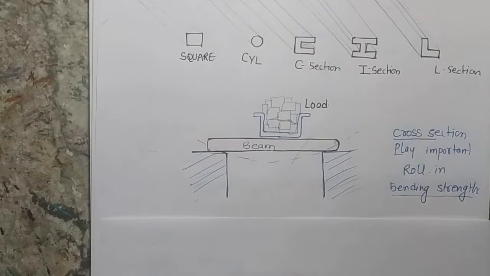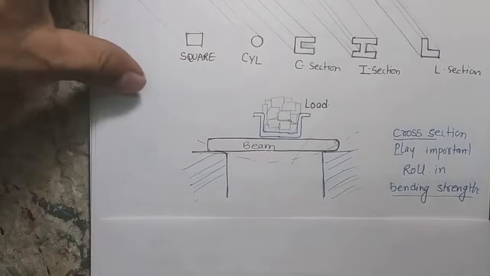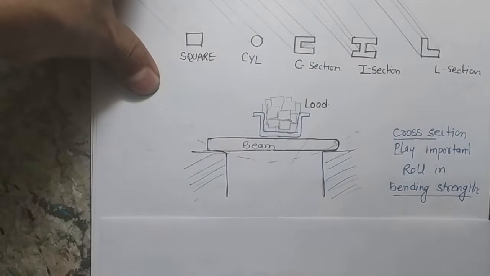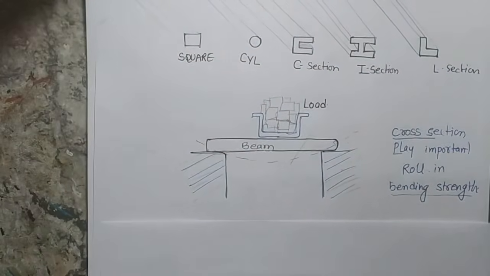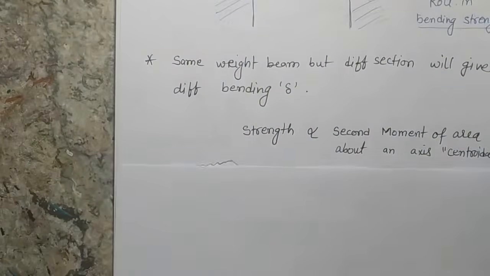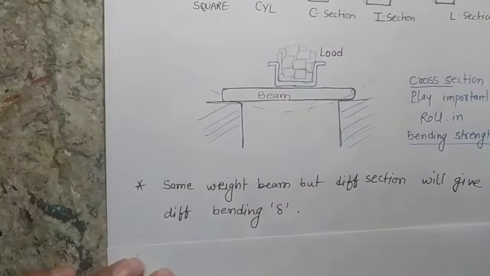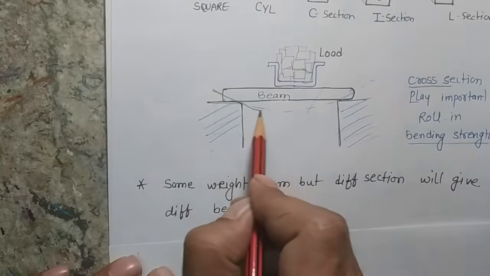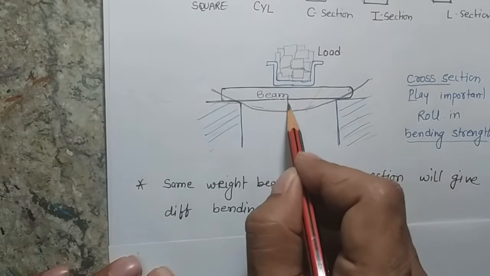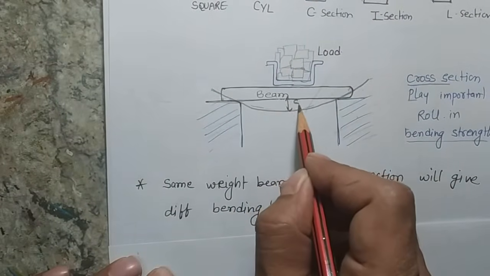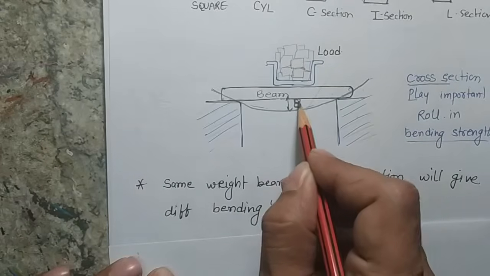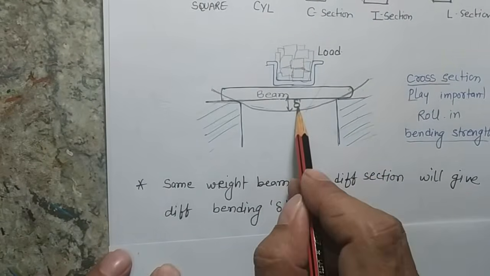So I am not going to give more detail here, but I will give you the essence so that you have a feel for the topic that you are going to study. Suppose this beam is loaded with a weight, and due to the load the beam bends, and the bending at the center of the beam is defined by a term delta or del. So what would be the value of del?